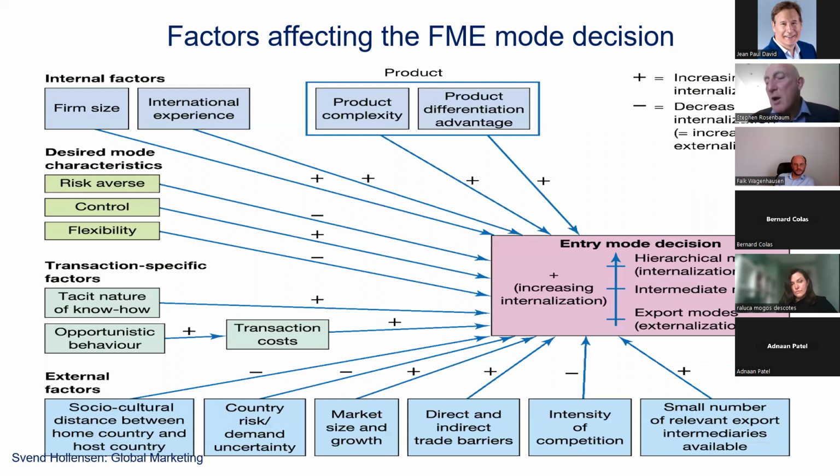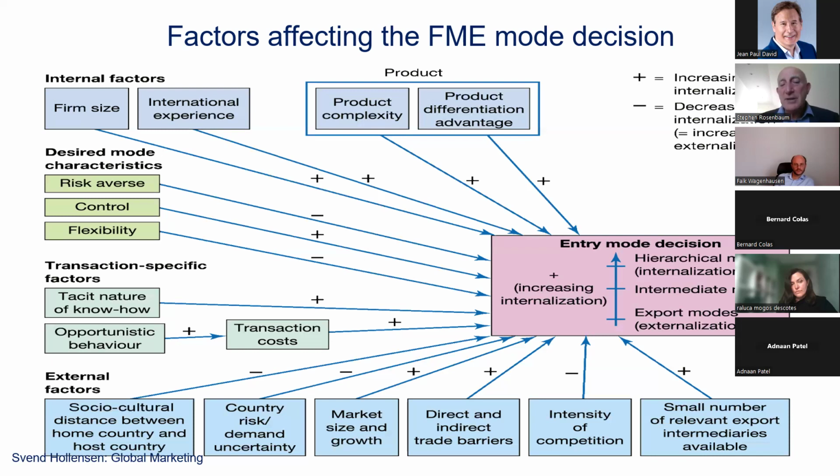So let's say we're Oatly. Oatly, we could export. We could use an intermediate mode like licensing, or we could use a hierarchical mode where we build our own factory and produce the oat milk in the factory, produce 150 million liters of it a year.